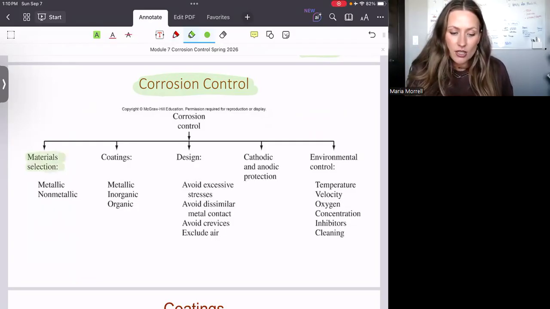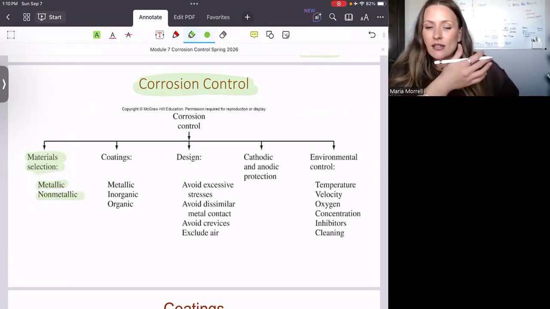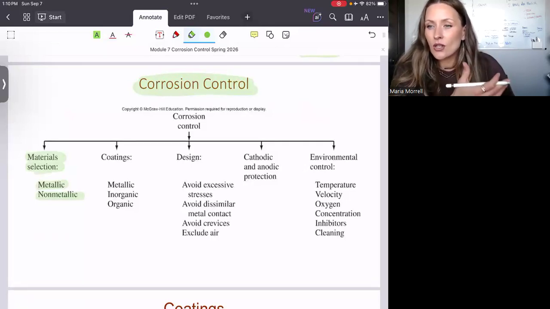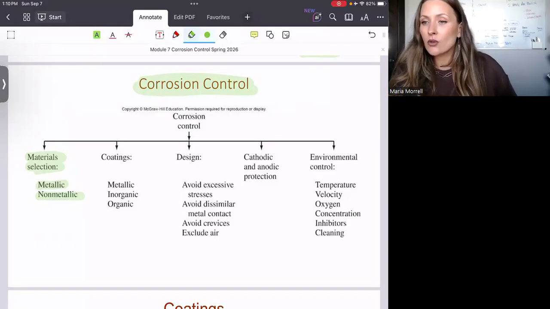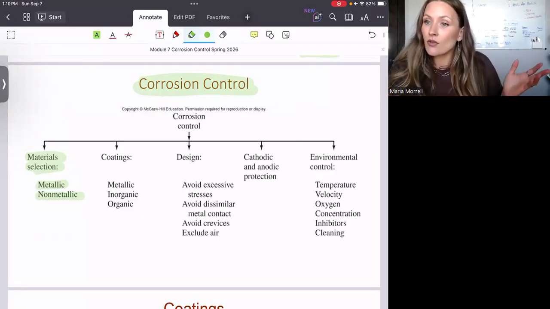First one is material selection, and you can go with metallic or non-metallic. Something to keep in mind is that it depends on the process that you're designing. It depends on the industrial plant you work for. So this scenario is so unique, but usually as an engineer, you have an abundance of materials available to you, meaning that usually you are aware of the corrosive fluid that perhaps you will encounter in the process. And then you can go with metals if you have to.